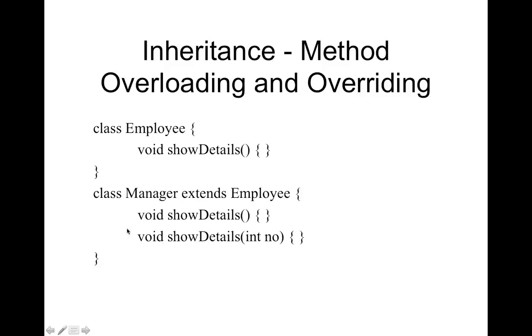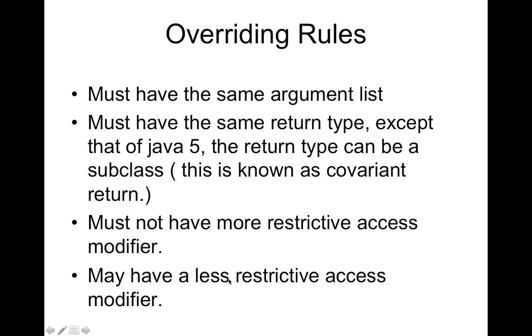Whereas if you look at it here, the signature of the method changed. In the parent class this has no argument, and this has an argument. Okay, the method signature changed. This is called overloading, and this is called overriding between the classes.